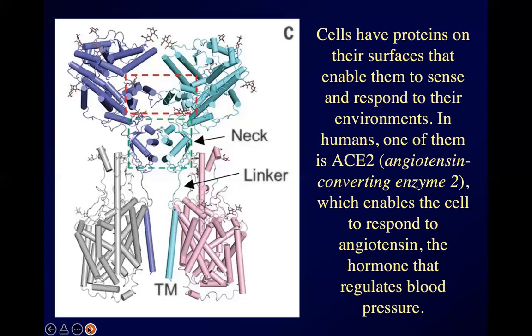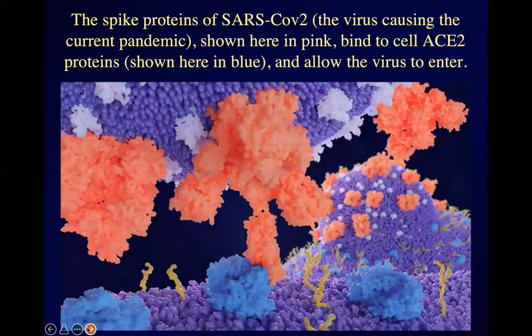This is a human cell receptor protein. It's called ACE2. And it enables the cell to respond to the hormone that regulates blood pressure, a hormone called angiotensin. And part of this protein is outside the cell and part of it is inside. The way this has been drawn, all of these things that look like rods are actually alpha helices. So it's a fairly complicated protein.